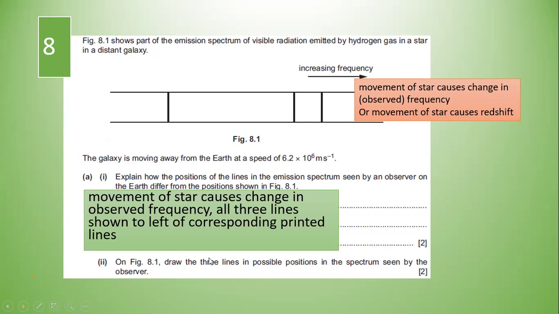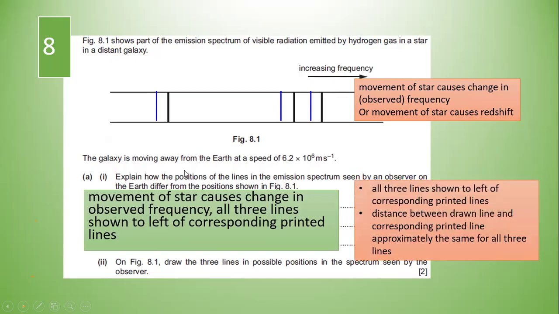On figure 8.1, draw the three lines in a possible position in the spectrum seen by the observer. Just to the left of the actual lines. That's the marking scheme, how you will get your 2 marks.